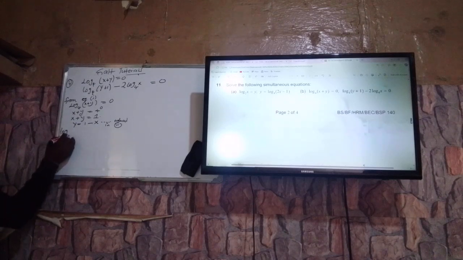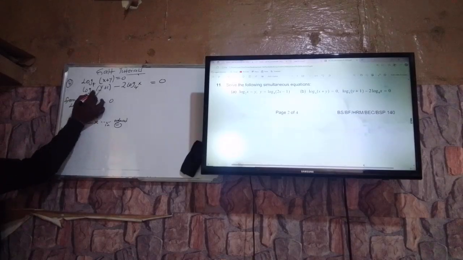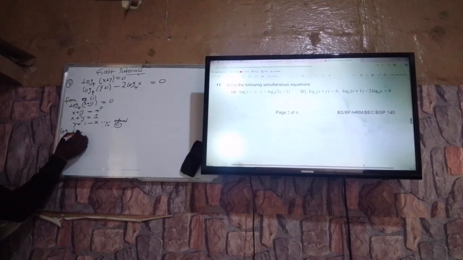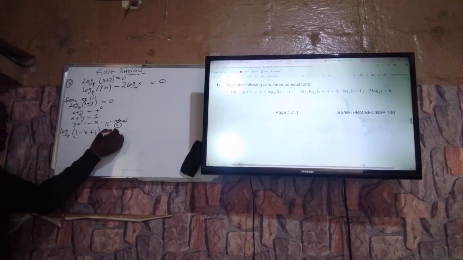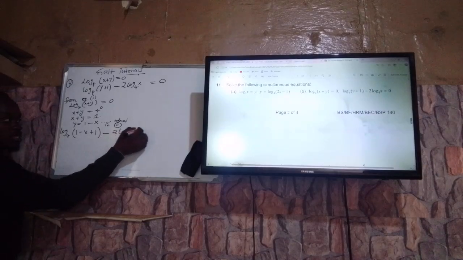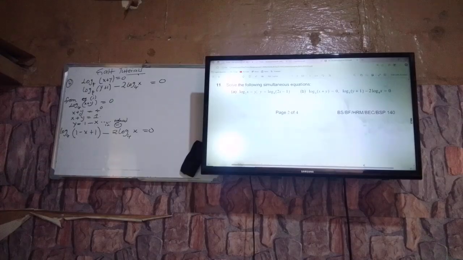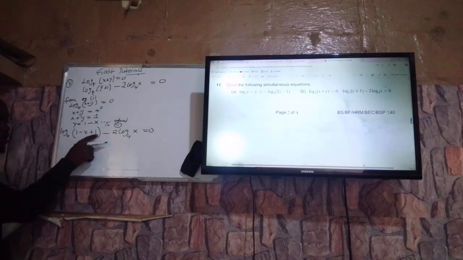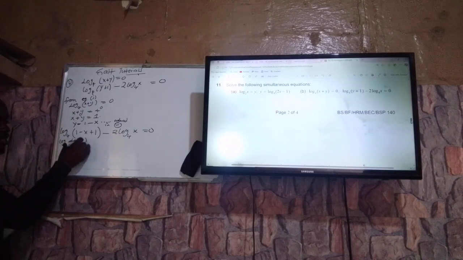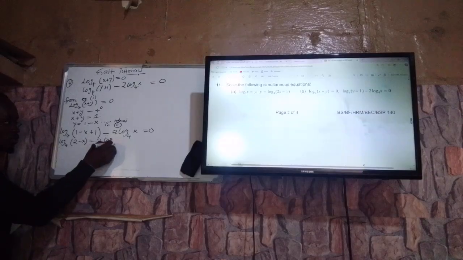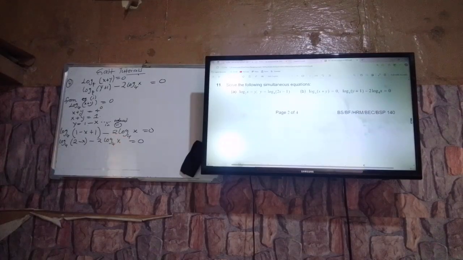I'm now going to have log 4 open brackets y plus 1. Instead of y, I'm going to put 1 minus x plus 1, close, minus 2 log 4x is equal to what? 0. We are okay? And then from there, we can do the usual thing. This will be 1 plus 1, which is a 2. I'm going to have the log of 4 open brackets 2 minus x, minus 2 log 4x is equal to 0.